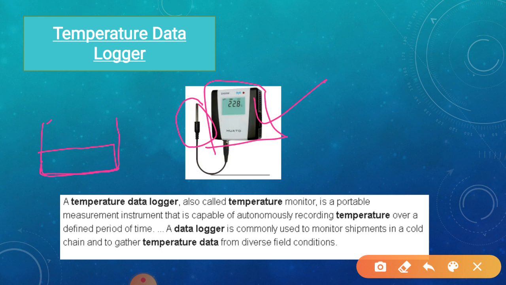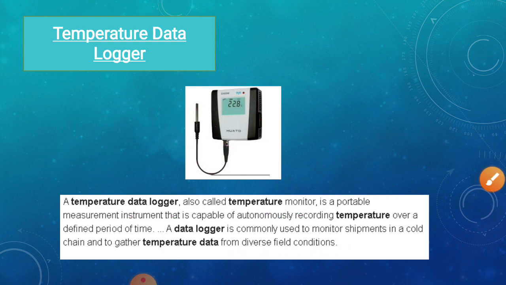So a temperature data logger is a portable measurement instrument that is capable of autonomously recording temperature over a defined period of time. You could feed in how long you want to measure the temperature, for an hour or 2 or 3. A data logger is commonly used to monitor shipments in the cold chain and to gather temperature data from diverse field conditions. So that is its importance.